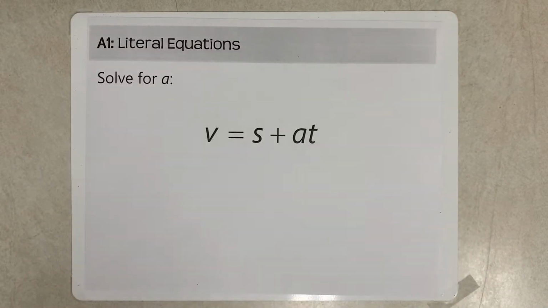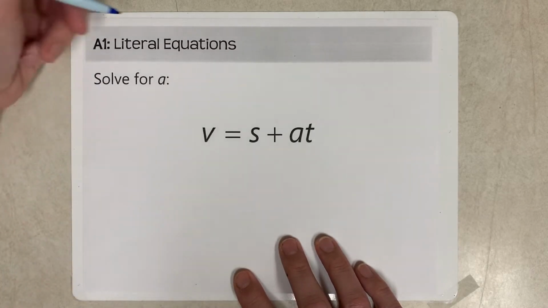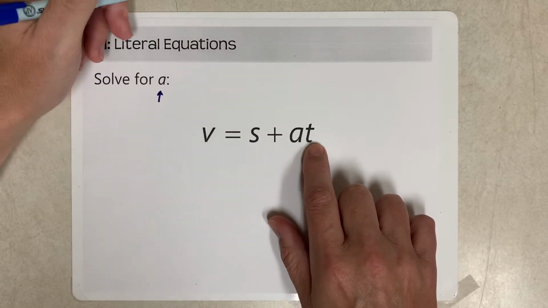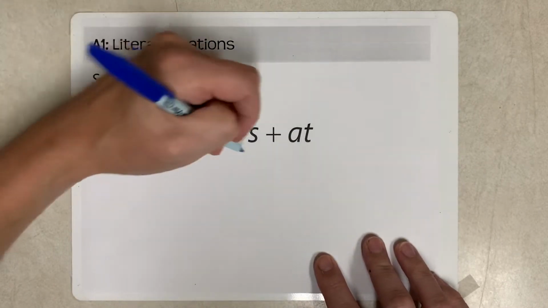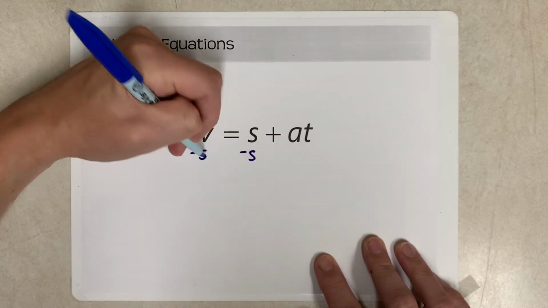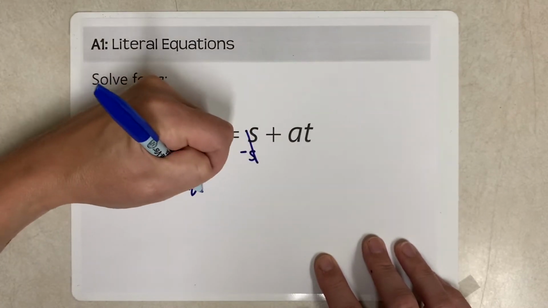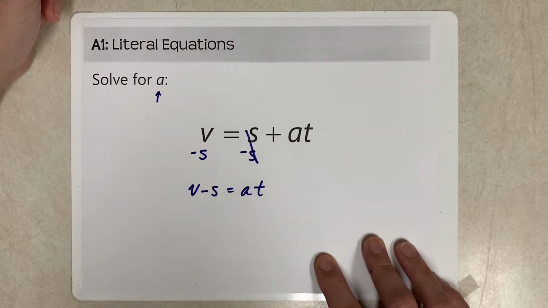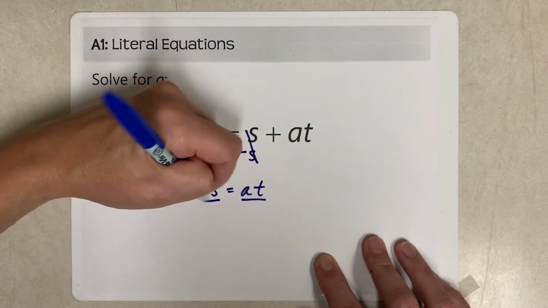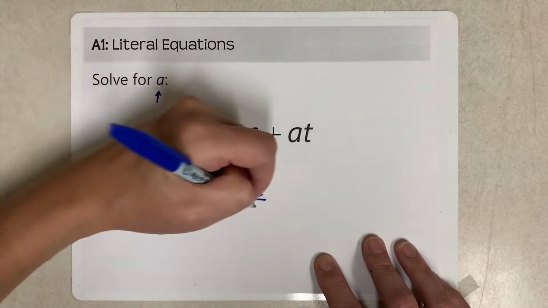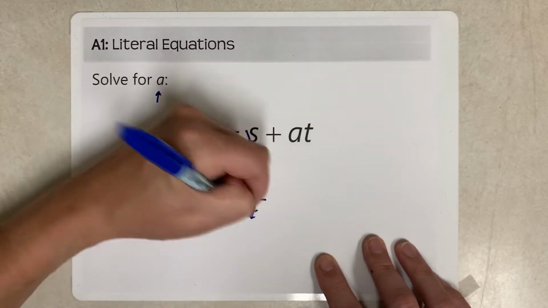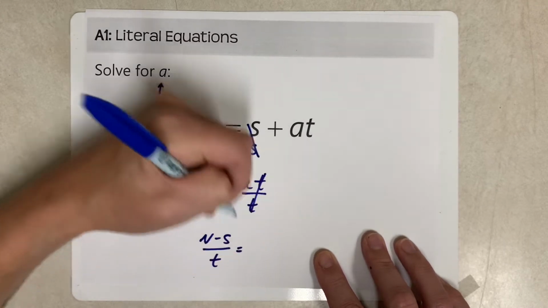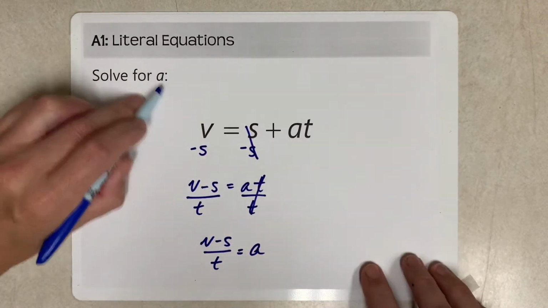Okay, same equation, but this time I want to get a by itself. Well, a is being multiplied by t, so now this is not so easy. I really need to get rid, just like in a two-step equation, of the constant first. And so now I have v minus s is equal to a times t. And I just said times, didn't I? So the opposite of multiplication is division, both sides. Since I want a by itself, I need to get rid of the t that's with it. And now v minus s over t is equal to a. Is a by itself? Yes.